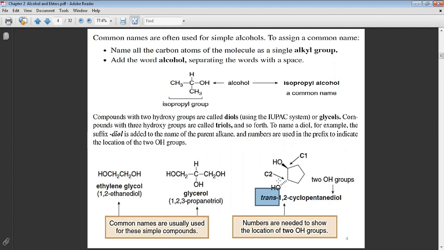That means 1, 2, cyclopentanol, but dihydroxyl, it will be cyclopentane diol. Diol. 1, 2, cyclopentane diol. This trans, you can remove it. This is not for you.